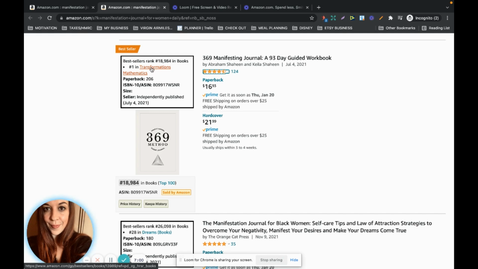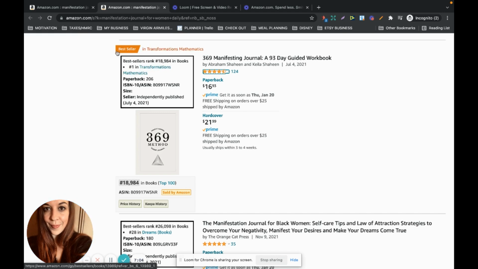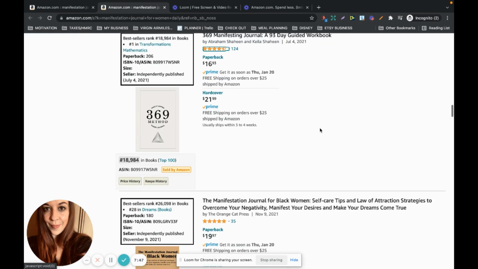Be careful of this, okay? Don't put your book in irrelevant categories. This is how some people can get a bestseller rank. They'll put their book in categories that really are not relevant. That's how they can get their bestseller rank, because the competition is so low. Nevertheless, obviously this book is doing really well.